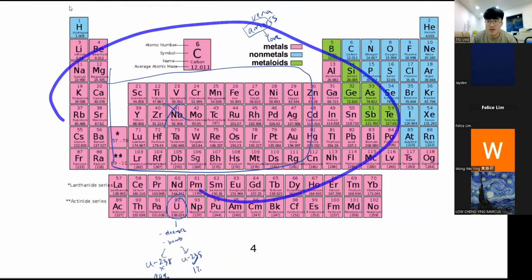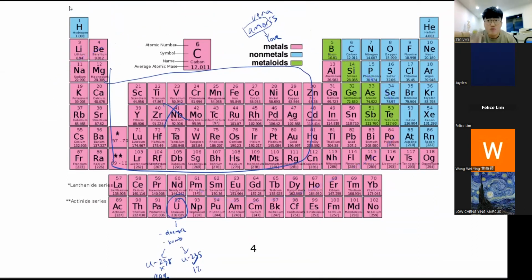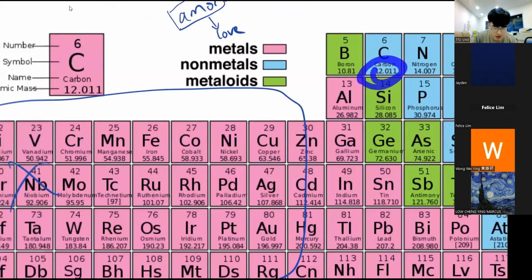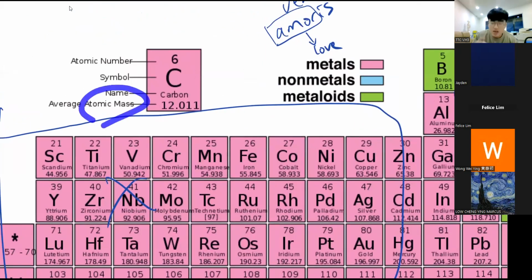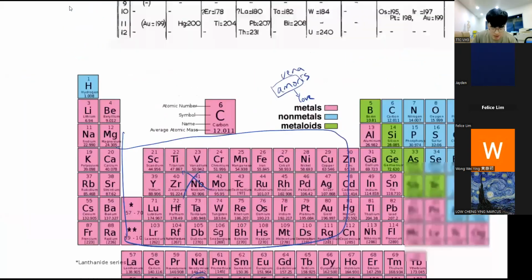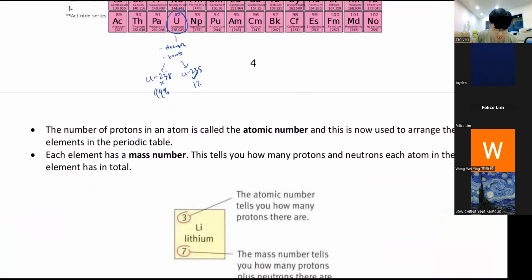How do we arrange our periodic table? According to Mendeleev, we should not arrange them using our atomic mass. We should arrange using our atomic number, which is our proton number. The number of protons in an atom is called the atomic number, and this is now used to arrange the elements in the periodic table.